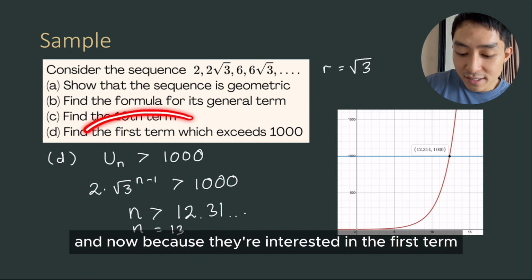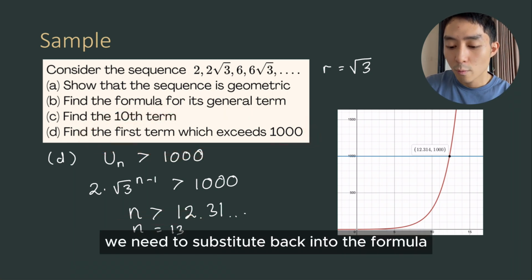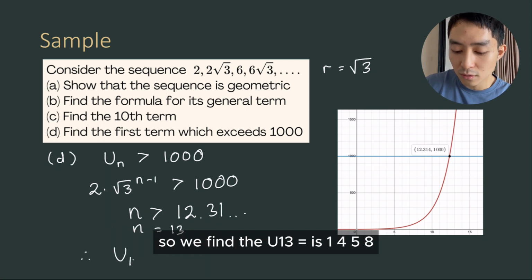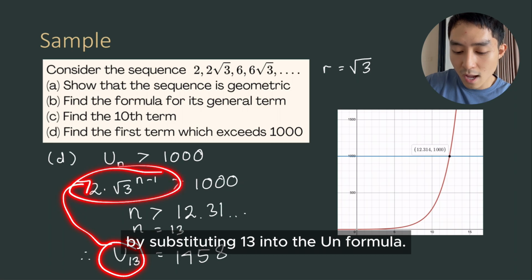And now because they're interested in the first term, in which u13, we need to substitute back into the formula. So we find the u13, in which the answer is 1458 by substituting 13 into the un formula.